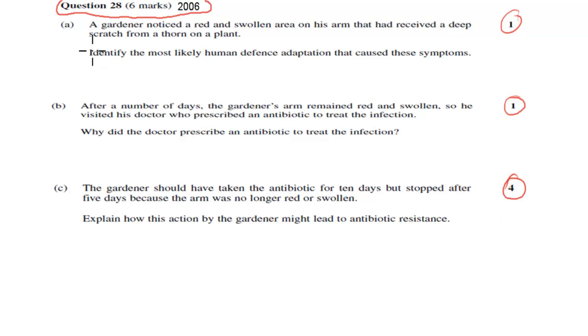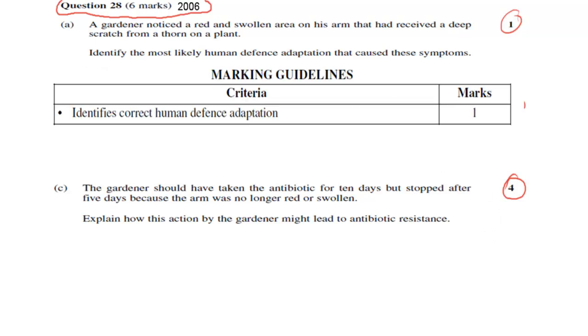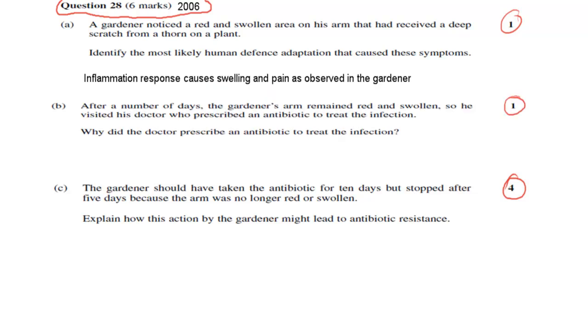Welcome back. Alright, so for A, all it says you need to identify the most likely defense adaptation. So not just any, but the most likely. So identify correct will get you 1 mark out of 1. Alright, so in this case, it will most likely be an inflammation response, because the inflammation response causes swelling and pain as observed in the gardener. So it has a swollen, red and swollen area, which is a symptom or sign of inflammation.